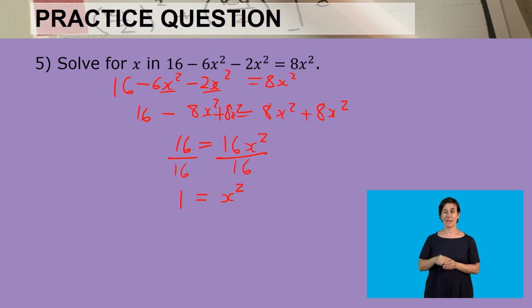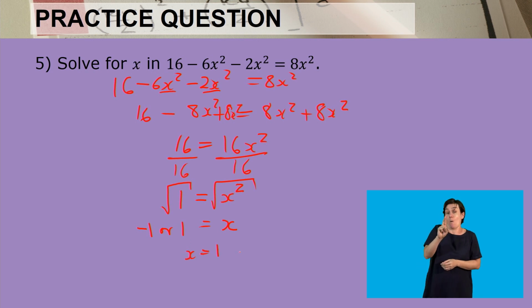Then we apply the square root sign on x squared to find the value of x, and what we do on the left we also do on the right. We apply the square root sign on the other side as well, and therefore the square root of x squared is x, and the square root of 1 would be either negative 1 or positive 1. So x equals 1 or x equals negative 1.